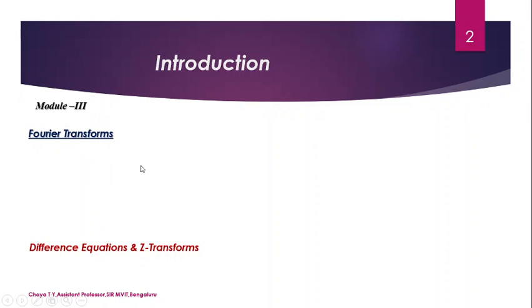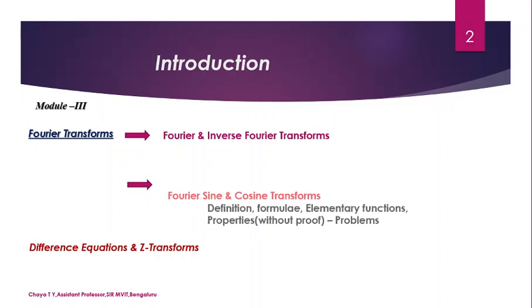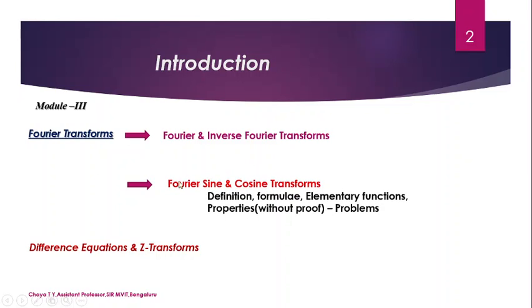Now we have successfully completed the problems related to Fourier transforms. So in Fourier transforms, we have learned what we mean by Fourier transform and its inverse Fourier transform, properties associated with the same, and also a few problems related to the topic. Now we have to consider the next topic, which is called Fourier sine and cosine transforms.